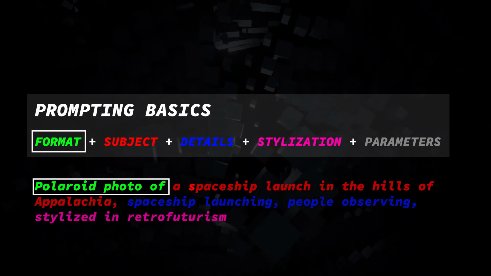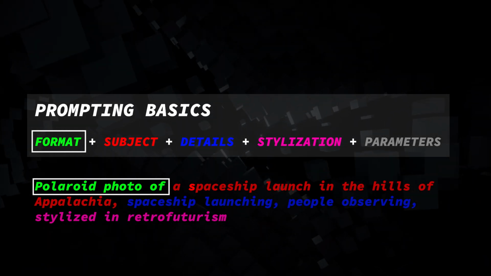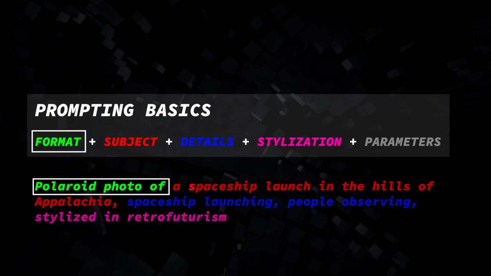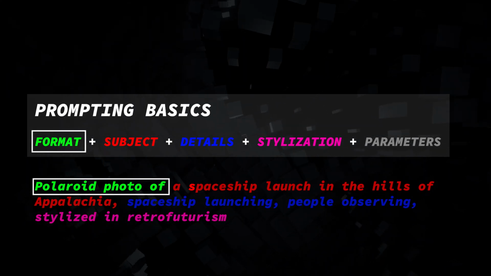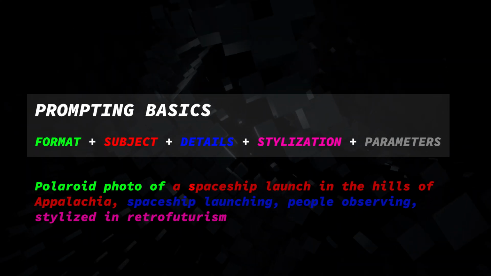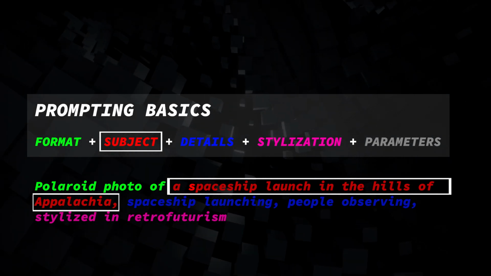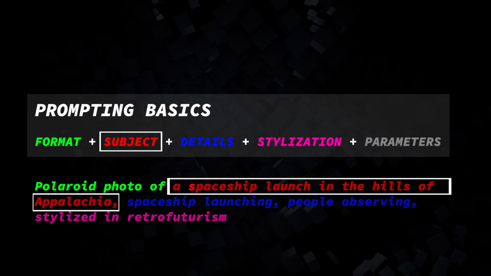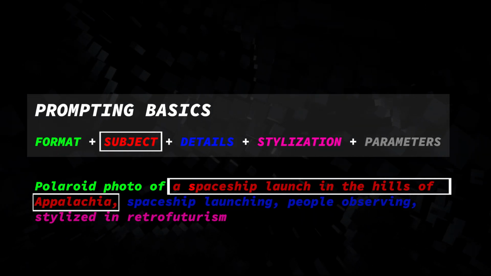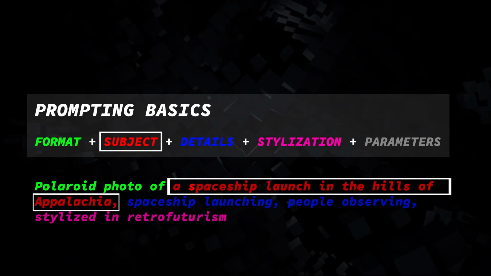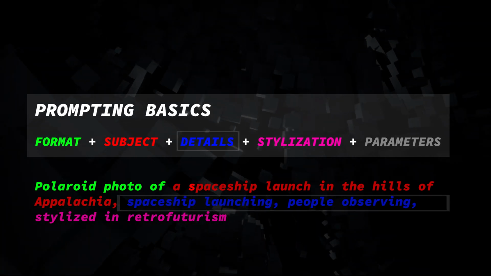In my case, I want my image to look very vintage, so I'm using a Polaroid camera, which is an instant camera commonly used in the 1970s, 80s, and 90s. So my format is a Polaroid photo of. Next, my subject, as seen in red. I would like a spaceship launch in the hills of Appalachia. So basically the subject is, what would you like Midjourney to make a picture of? What is your main subject of the picture? In my case, it's the spaceship launch in the hills of Appalachia.